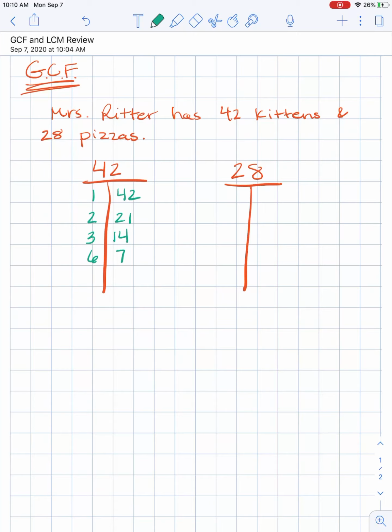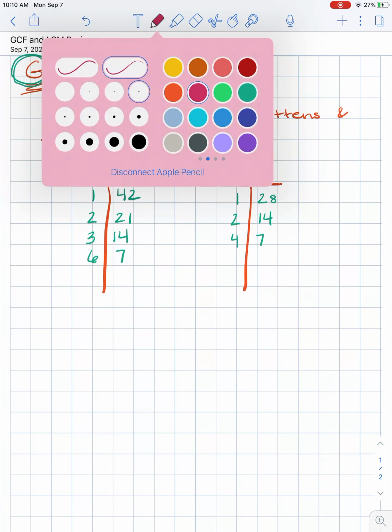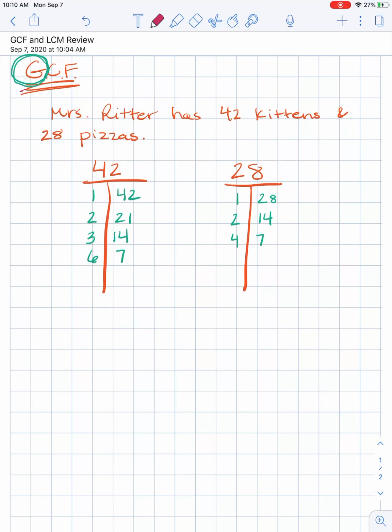Let's do the same for 28, right? I know I can multiply 1 times 28. I know I can multiply 2 times 14. 3 does not go into 28, but 4 does. 4 times 7, and neither 5 or 6 go into 28, so we're done. And so when we are looking for the greatest common factor, we're looking at these numbers that we just listed, what's the biggest one that they have in common, the greatest one? Well, when I look here, I see 14. They have 14 in common.